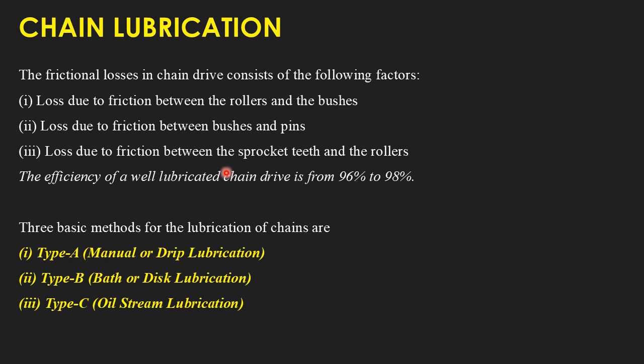So what are the different methods through which lubrication of chains is possible is given here. It is given as type A, B, C, and so on. Each type has a particular name. Type A is either manual or drip lubrication. The second one is bath or disc lubrication. The third one is oil stream lubrication.